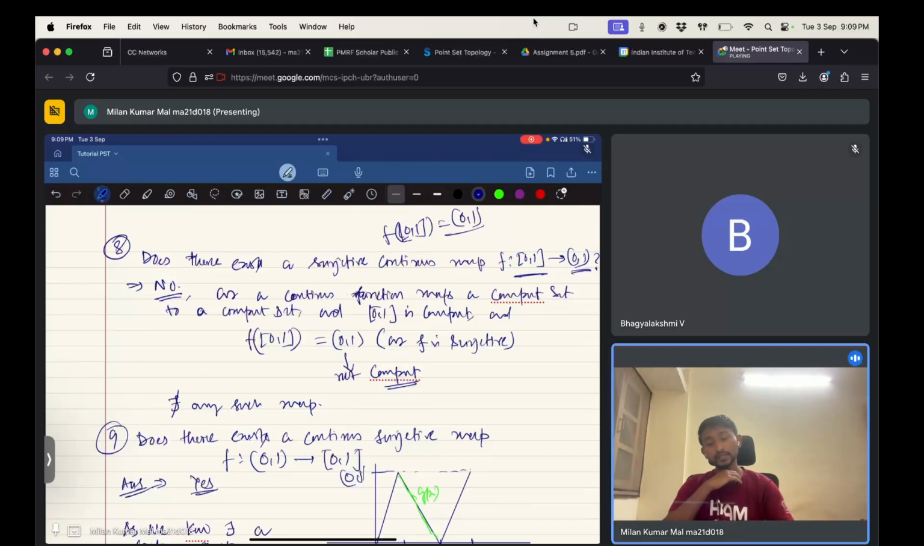But here F being surjective, what will be the image of closed interval 0, 1? That will be the open interval 0, 1. But 0, 1 is not compact. If there exists such a continuous function, F should map a compact set to a compact set, but here F is not sending a compact set to a compact set, so there should not exist such a continuous function.